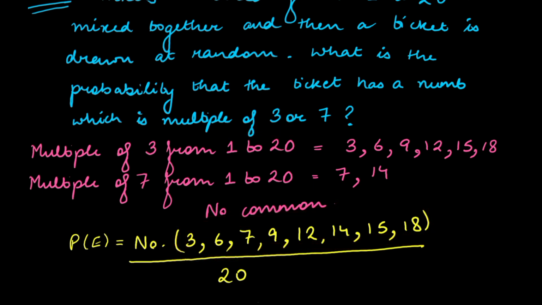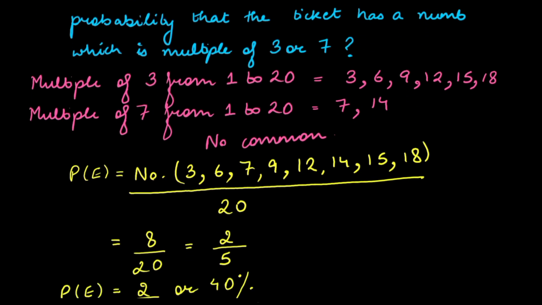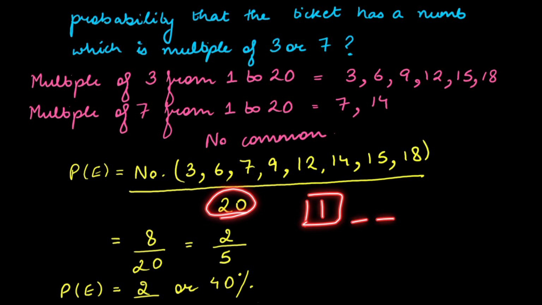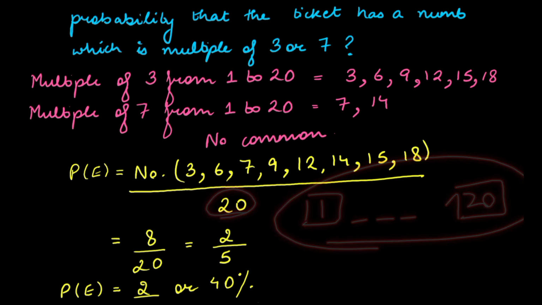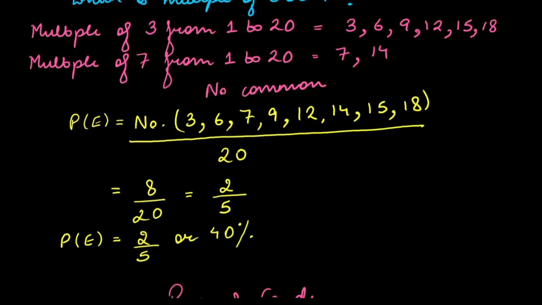What is the total number of possible outcomes? Total number of possible outcomes is 20. So 8 is the number of favorable outcomes and 20 is the total number of possible outcomes. How 20? There are 20 tickets from 1 to 20, so we can draw any of these tickets. So the probability comes out to be 8 by 20. Cancelling with 4, we get 2 by 5. And so the probability is 40%.